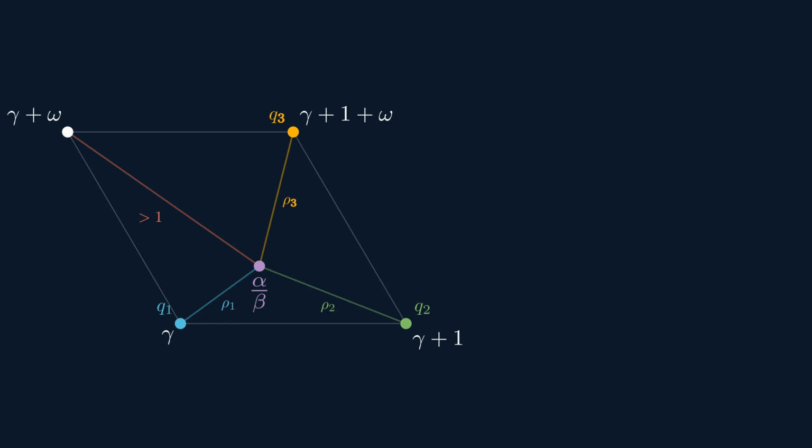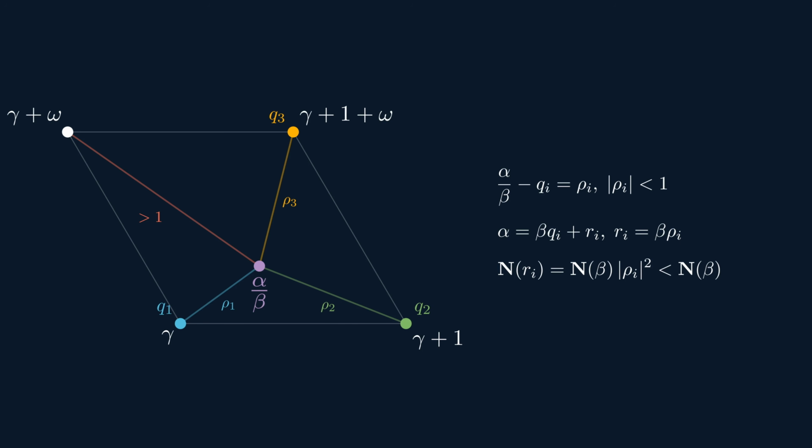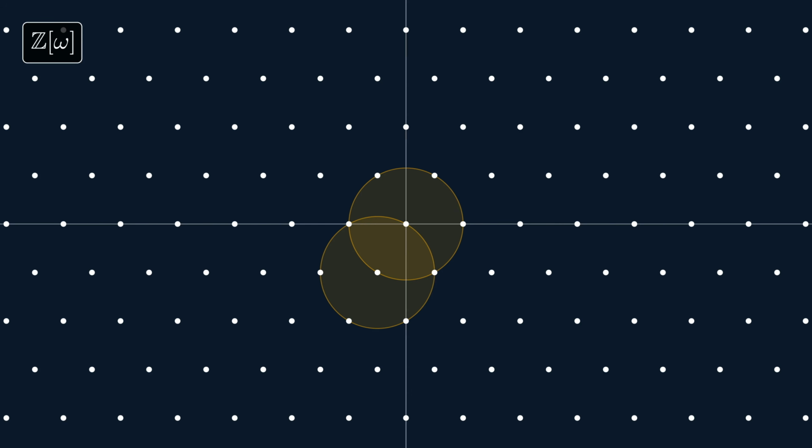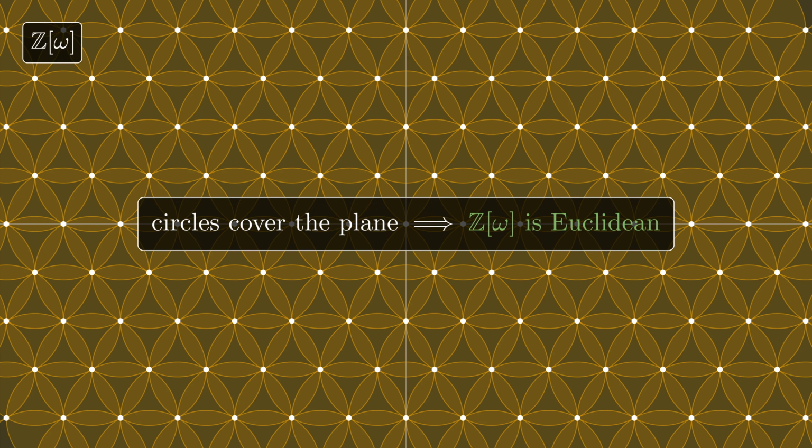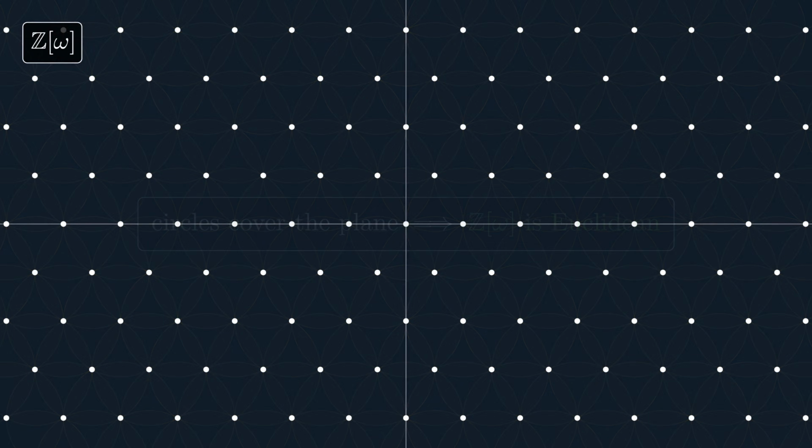We're always guaranteed to have a quotient and a remainder. Likely we'll have more than one choice of quotient and remainder pairs. Then if we zoom out and put a circle of radius 1 at every lattice point, we'll see that the circles cover the plane even more densely. And so Z[omega] is Euclidean by this geometric interpretation. But now let's look at another ring.